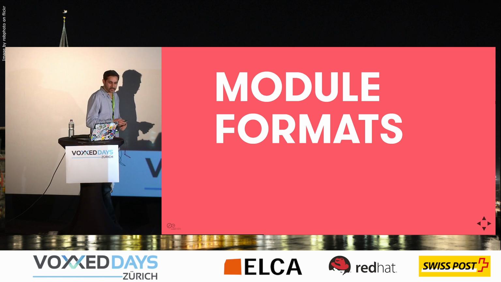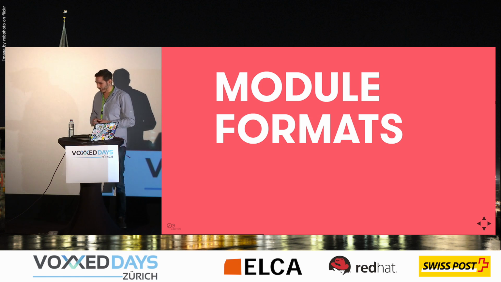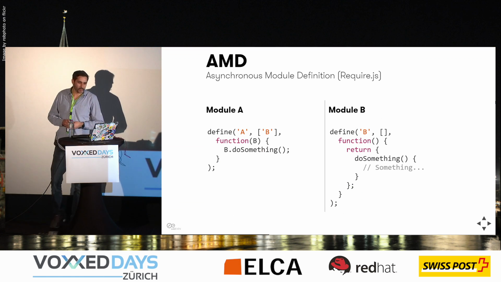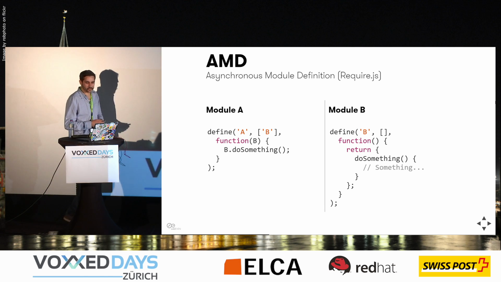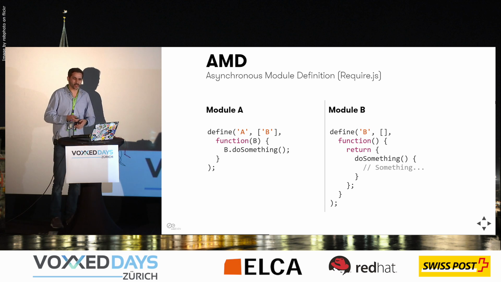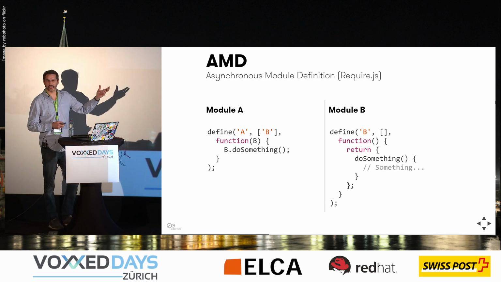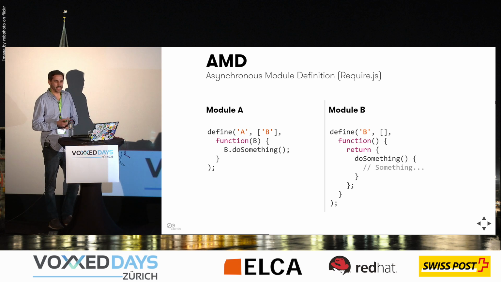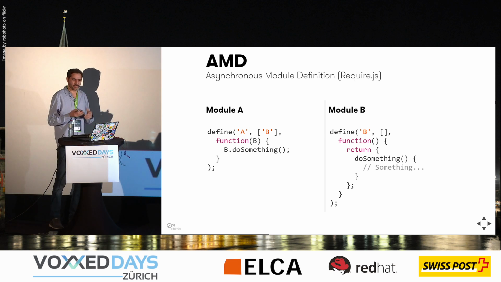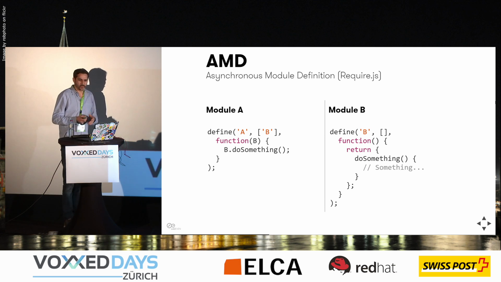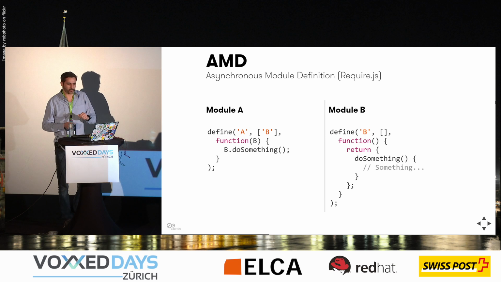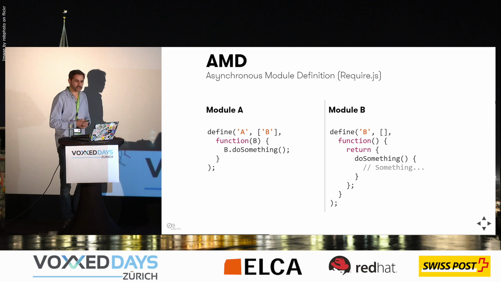Okay, let's look at the different module formats very quickly that we currently have. We have AMD, and AMD is probably the oldest module format. It was getting really popular with require.js. And if you look at the code, it's actually quite cumbersome to define these modules, right? Okay, it's not that much code, but imagine you have a lot more code and a lot more modules. It's quite some boilerplate. And also you can see that you need to define the factory function, then you need to return whatever you want to export.